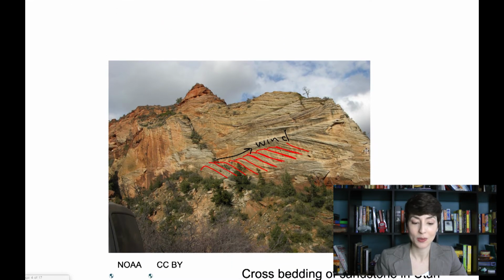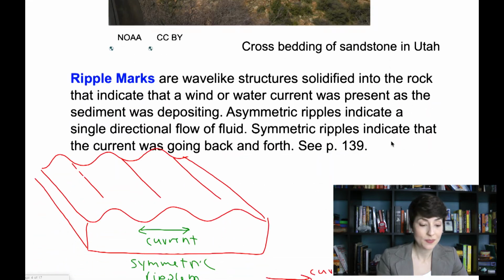Here's an example of what it will look like in an actual formation. So here's a sandstone formation with a whole bunch of cross bedding. And if you look at the different layers, we can actually tell the direction that the wind was blowing when this particular formation was laid out. And maybe over time the wind changes direction. You can actually see that in the cross bedding layers.